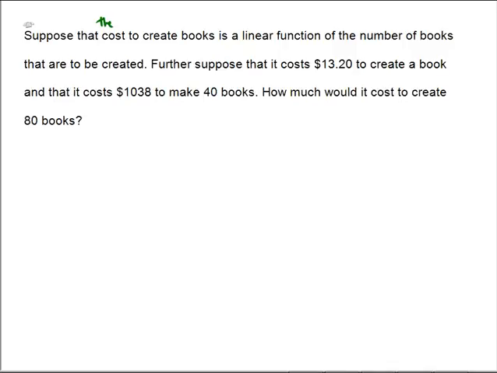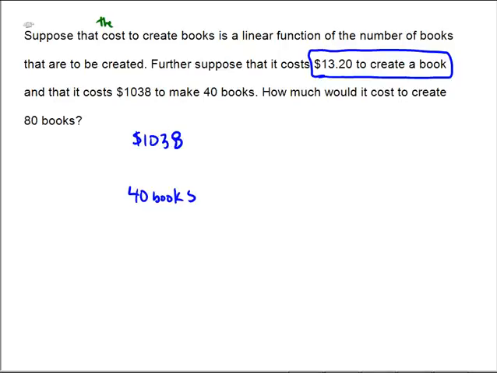So we do know that it costs $13.20 to create a book. So that's the amount of cost associated with one single book. So that's going to be the slope piece of information from this particular word problem. Then we also know that for 40 books, we were given a cost of $1,038. And the problem's asking us for how much it would cost to make 80 books. So we're going to jump up to 80 books.